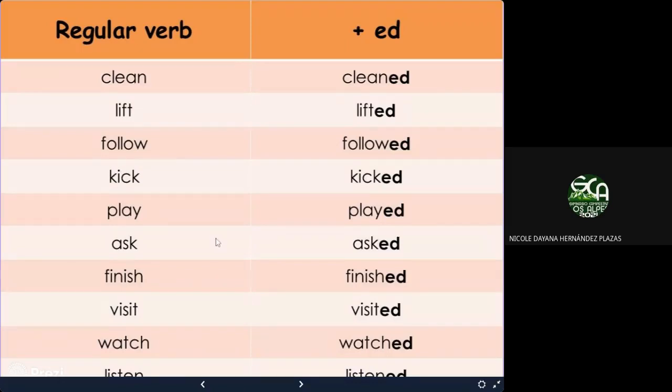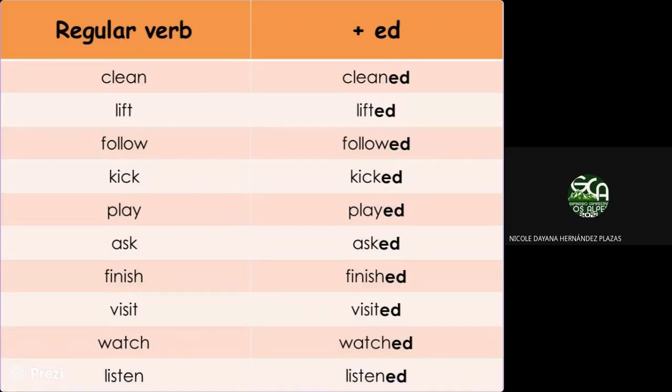This is a list of the most common regular verbs. Vean esos verbos. Uy, no, no es regular, easy peasy. Le pongo a todo, chao, salió. Y los van a confundir. Si se los aprenden, pues, easy peasy.